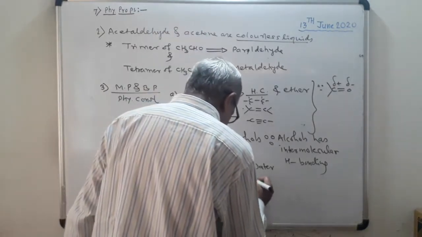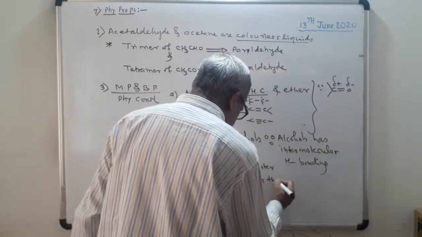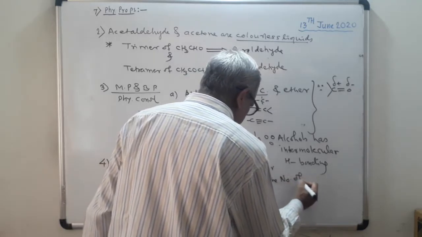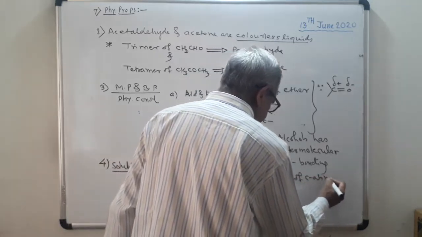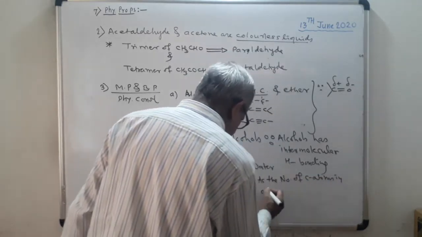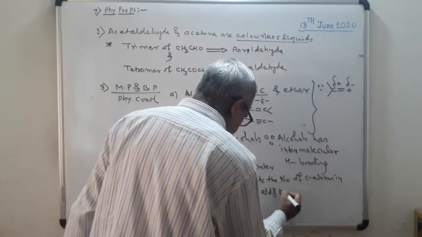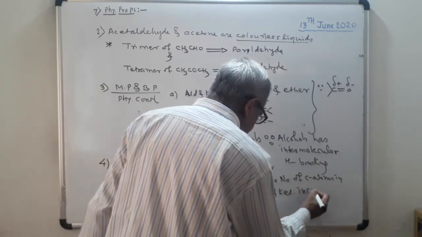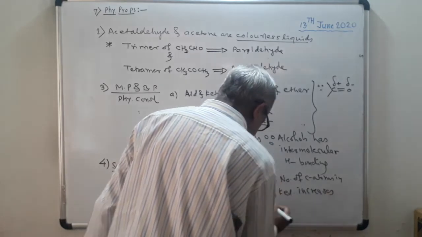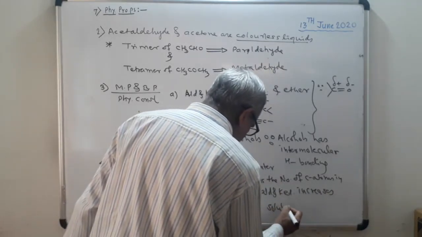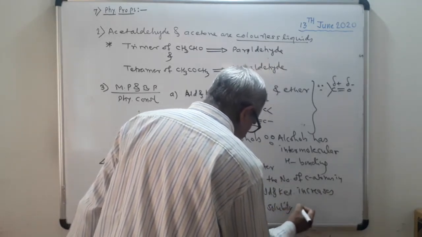The next question here: as the number of carbon atoms in aldehyde and ketone increases, solubility decreases.